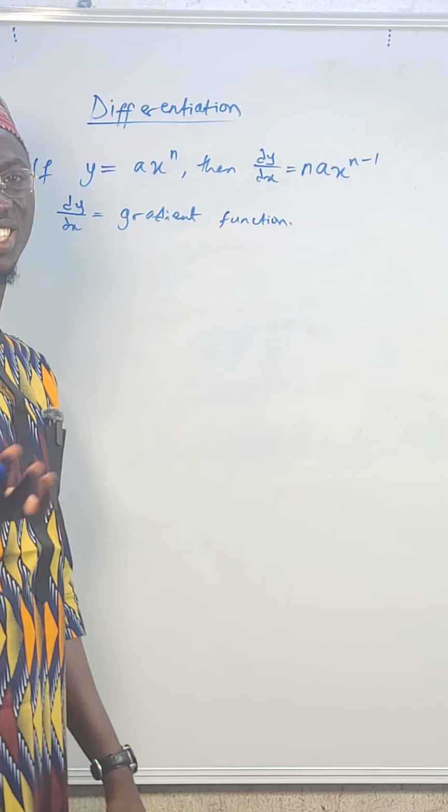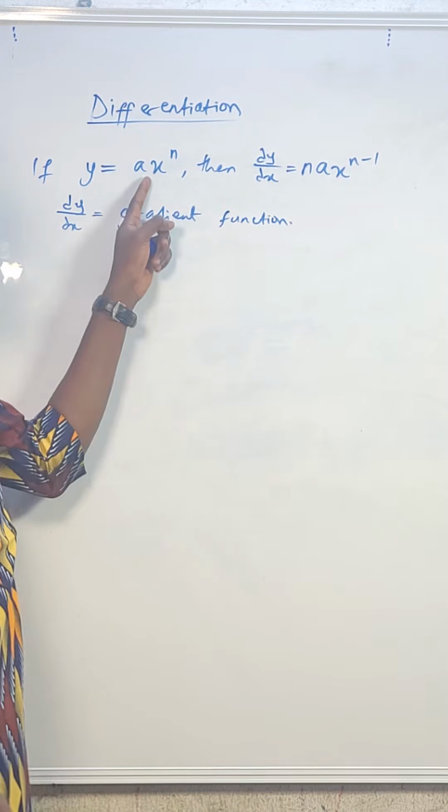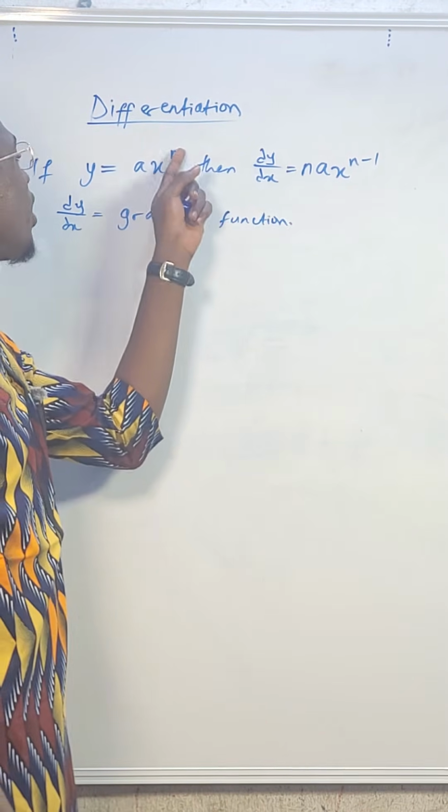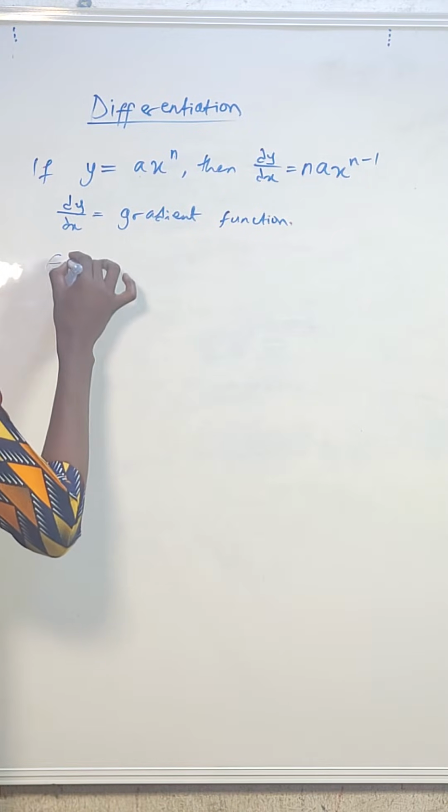So let's just quickly do an example. It's just that easy. Bring the power down, multiply with the coefficient. So this a is the coefficient of x raised to power n, while the n is the power of the variable x, all right? So let's do an example.